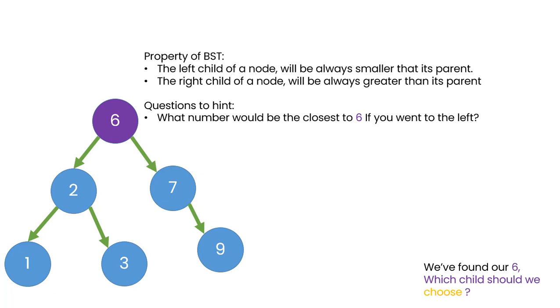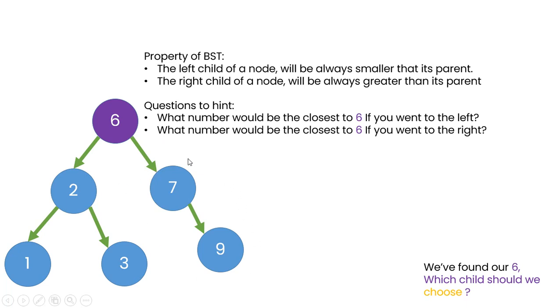There is also another question. What number would be closest to 6 if we went to the right direction? I will be answering now. If you want to see the answer, keep going. Alright, so if we went to the right direction, we know that the right subtree is always going to be greater than its parent. So we know any node in this subtree will always be greater than the parent, which is 6.